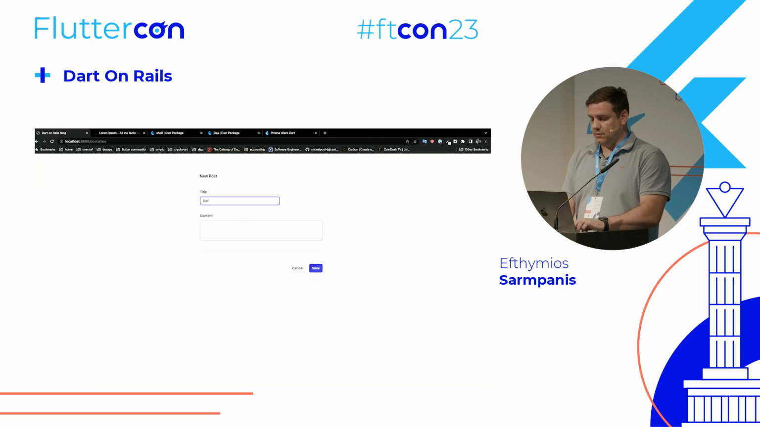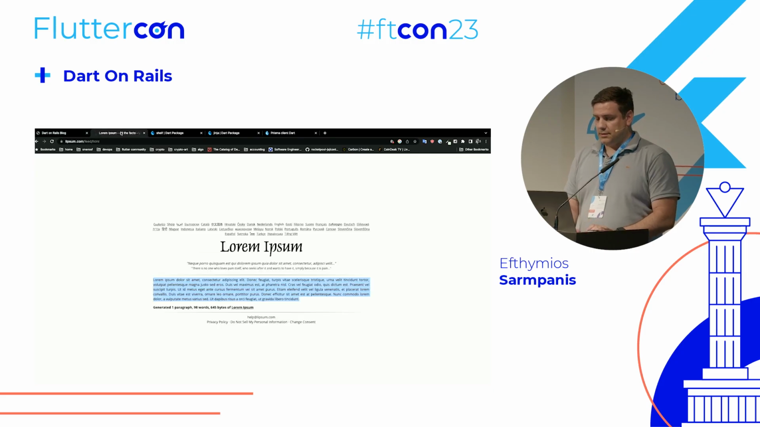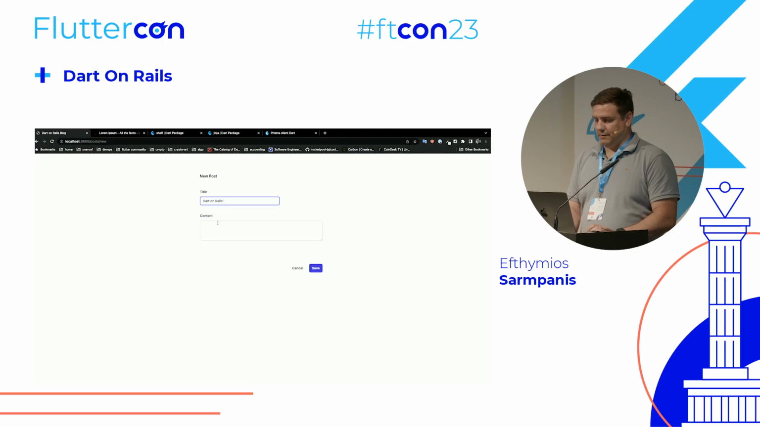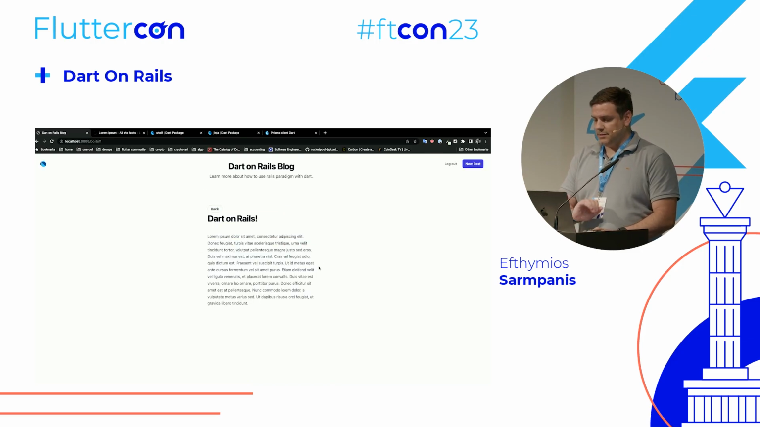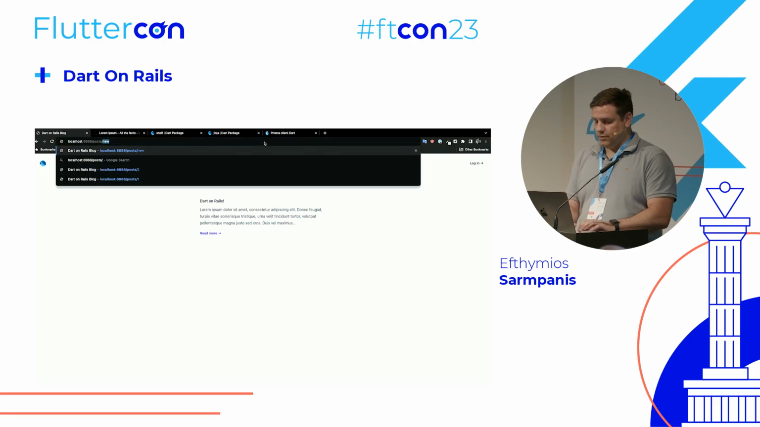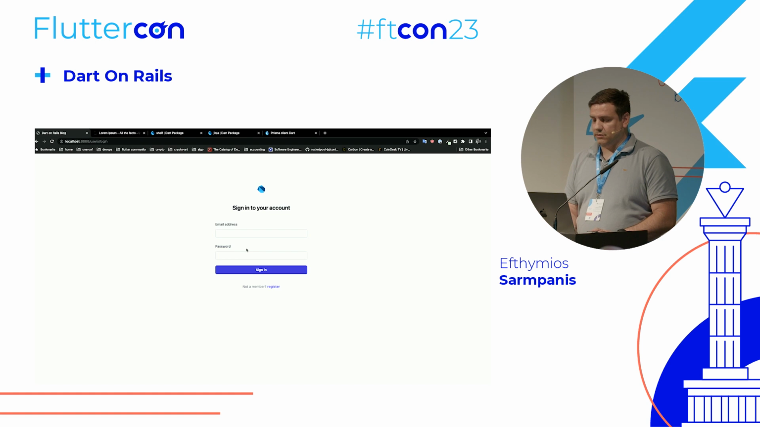I can go create a new post. I can say, Dart on, I could type Rails. And of course, lorem ipsum. I don't want to write all the things. And save. So this is our blog post. I can go back, and this is the list of the blog posts. We only have one right now. I can log out, and if I log out and try to go to the new page, I will get redirected to sign in. All right, so this is what we're going to build.